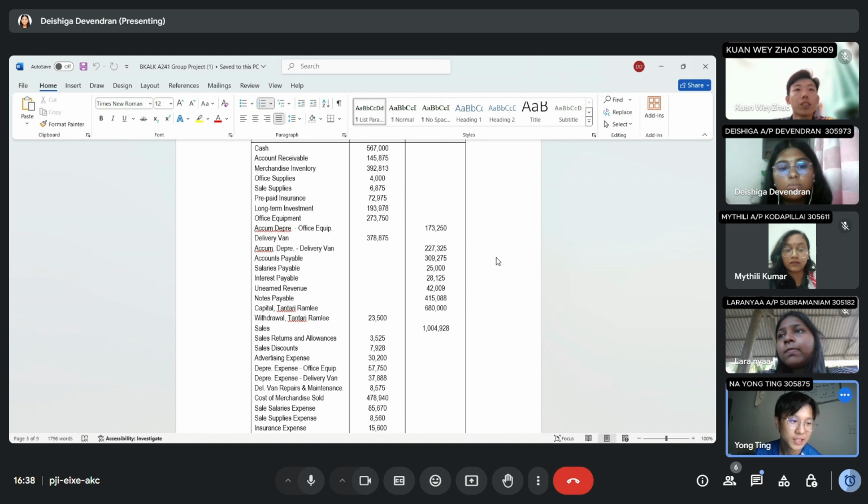So we need to add all that up, then plus our owner's equity, which we have found on our second statement just now. After that, we add everything together. So we will get our financial position, which refers to the equation: assets equal liability plus equity. So that's all for my part.